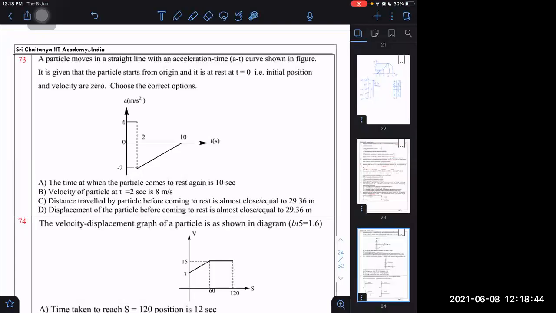Question number 73. How to do? What we have to find first of all is velocity, distance traveled and displacement. It is the most difficult question as compared to others. Others were simple, directly just see the graph and get the answer. But in this case, we really have to solve. We have to write the equations and we have to solve it.